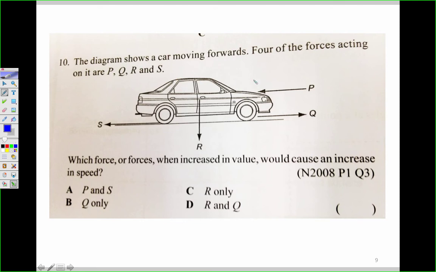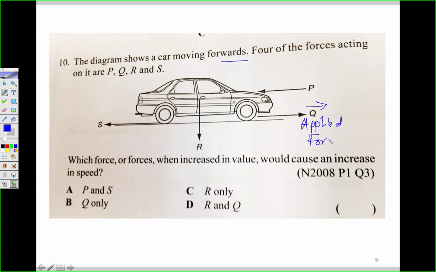It's moving forward, actually in the direction of Q. So a car will move to the front. Four of the forces acting on it are P, Q, R, and S. If you notice, Q is pushing the car forward, so Q is known as my applied force.